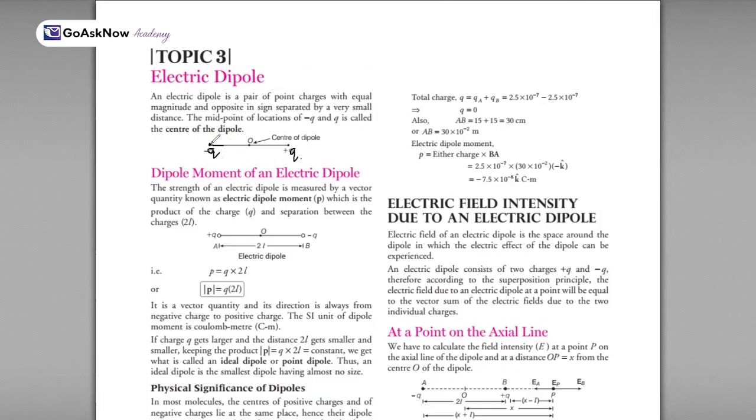And there is the center of the dipole. This will represent a dipole. We will see in the further lecture what the direction of that dipole is. Okay, so let's move further in this topic. Dipole moment of an electric dipole.